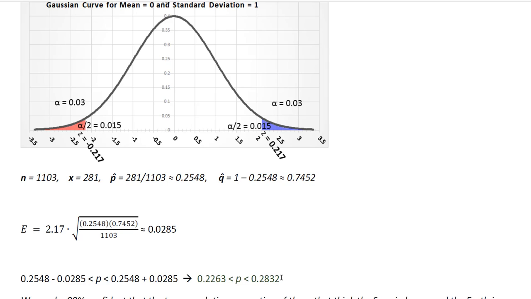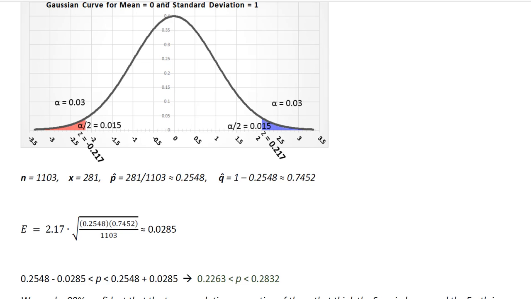In other words, because we use the 97% level of confidence, I can be 97% confident that if I surveyed the entire population under consideration, somewhere between 0.2263, or 22.63%, and 28.32% of Americans in this case would think that the sun goes around the Earth.